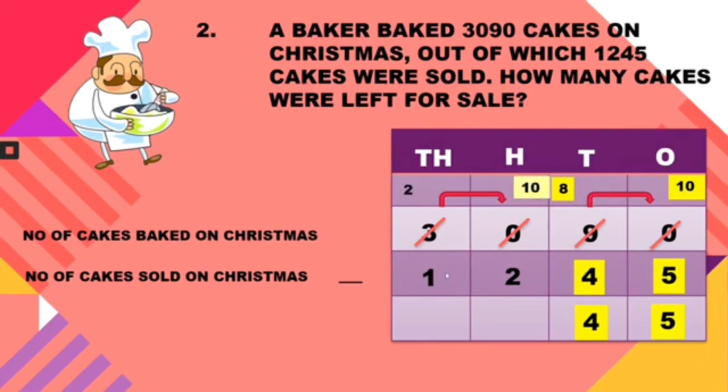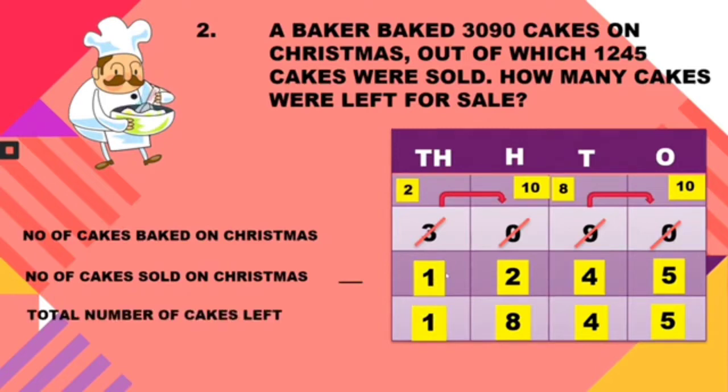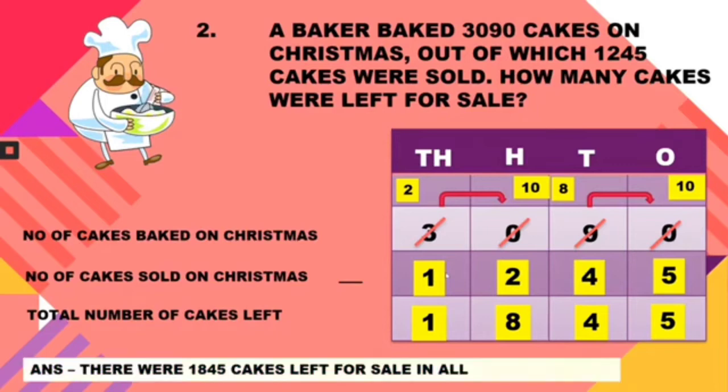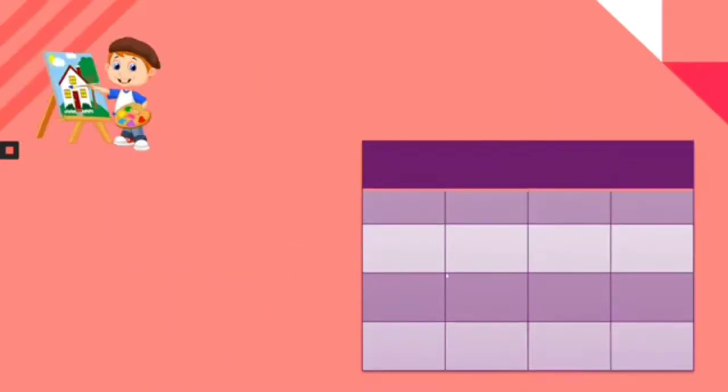So 10 minus 2 is 8 and 2 minus 1 is 1. So total number of cakes that were left were 1,845. So your answer is there were 1,845 cakes left for sale in all. Children, I hope you have understood the sums. Let's move on to the third example.